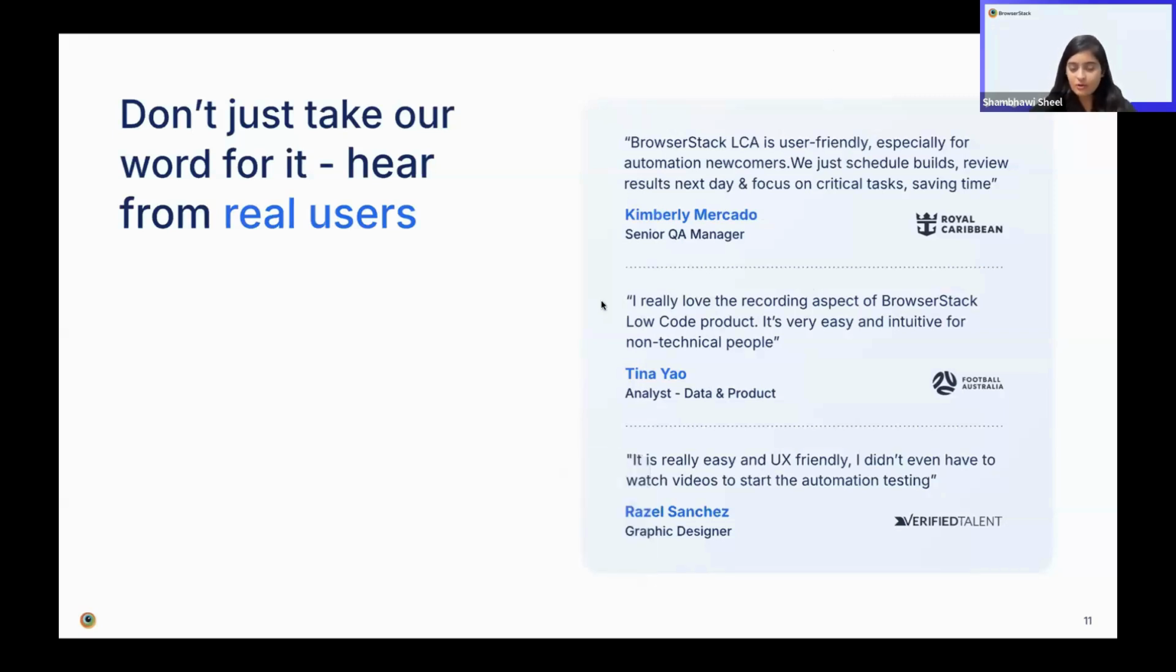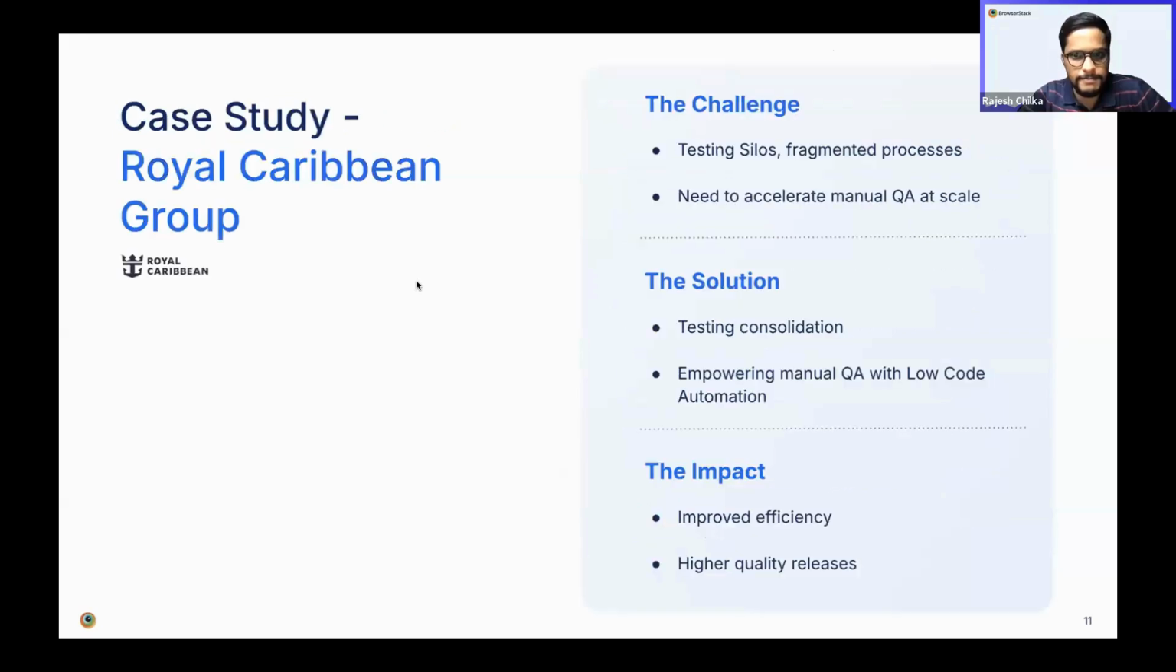And I would also like to take this opportunity to showcase how we helped a particular customer. Rajesh, if you could go to the next slide. Yeah, so this is for the Royal Caribbean Group, how we helped them mitigate their challenges. Prior to BrowserStack, their reliance was heavily on manual testing. That meant everything was time consuming, repetitive, and prone to human error, and also created significant bottlenecks in the release cycles. And it severely limited the speed at which the company could scale its quality efforts.